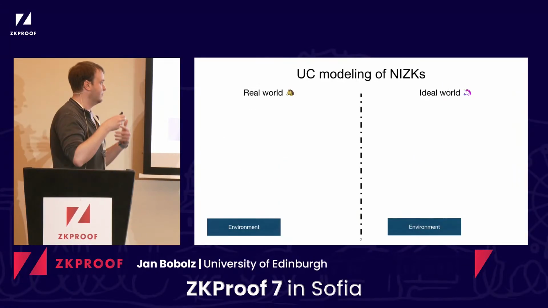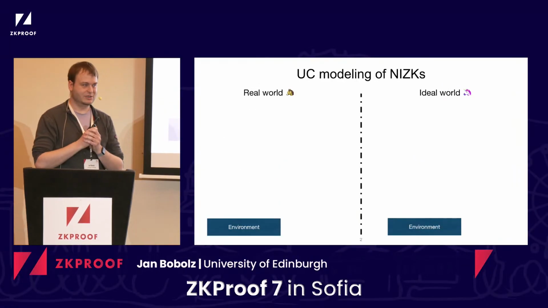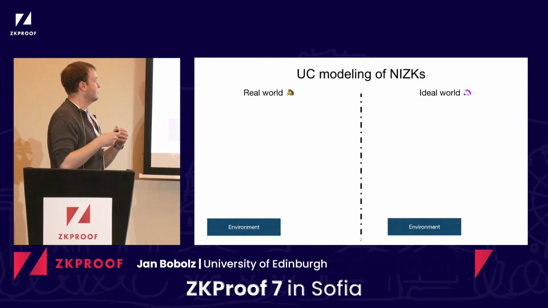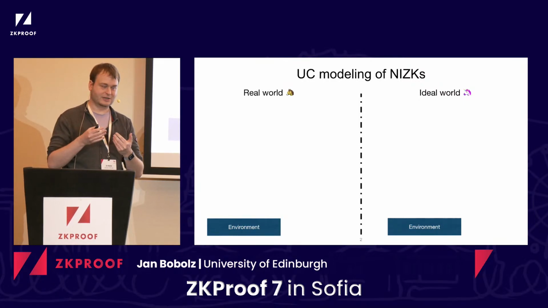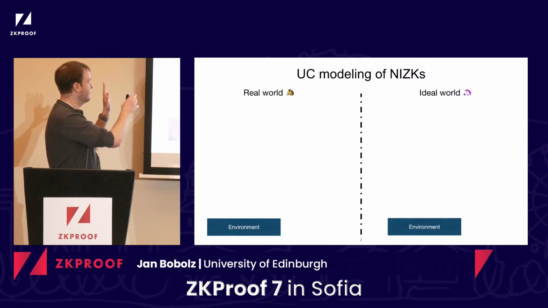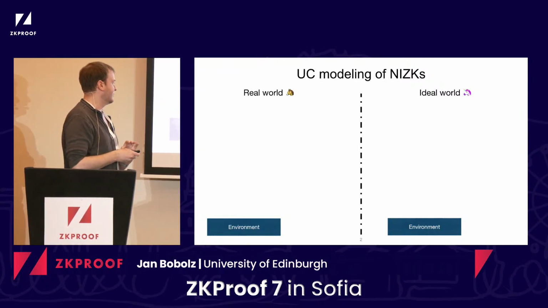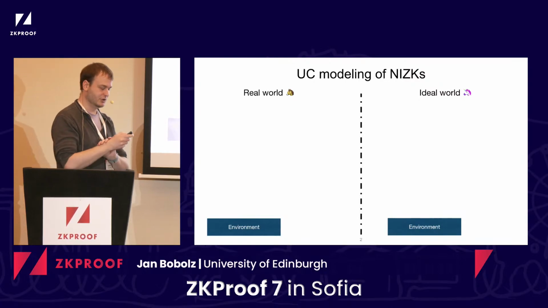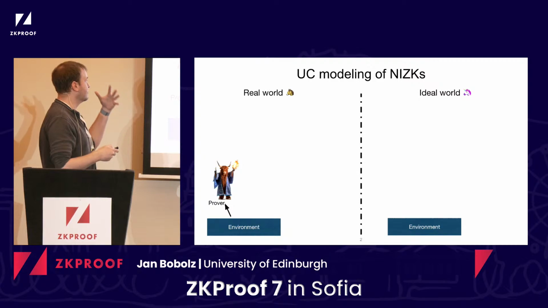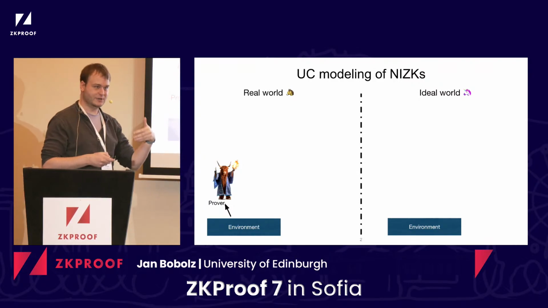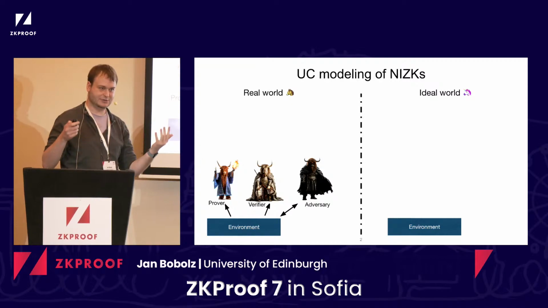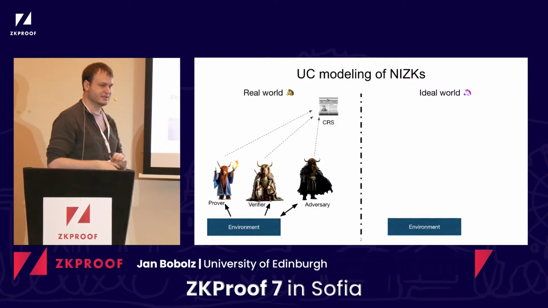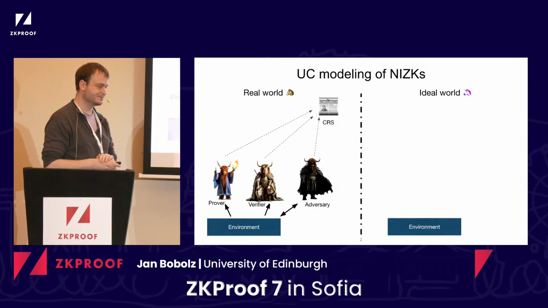So when we say we want universal composability, what do we actually mean? In UC, we express the security of non-interactive zero-knowledge proofs as follows. We have a real world, we have an ideal world, and we have an environment that's the same in both worlds, and the environment is trying to distinguish these two worlds. So in the real world, the environment talks to a real prover, a verifier, and some sort of adversary. And then all of these have access to the CRS because we're interested in Groth16.